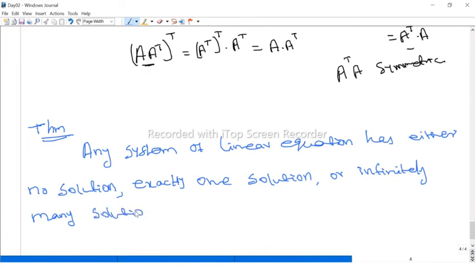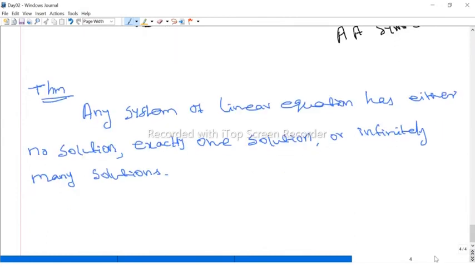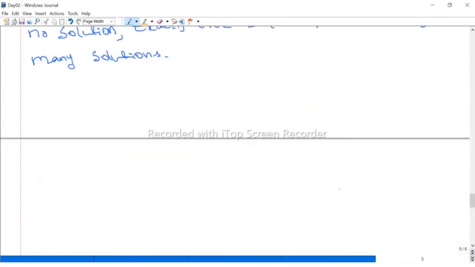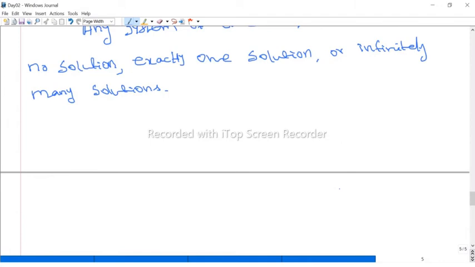Now, how to check whether the system has no solution, a unique solution, or infinitely many solutions, all those things. Maybe I can write here. It's very important, so keep it in mind. Before that, anyway, I will say what the rank of the matrix is.